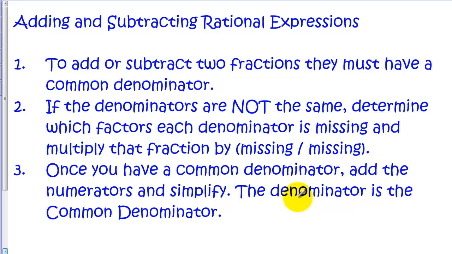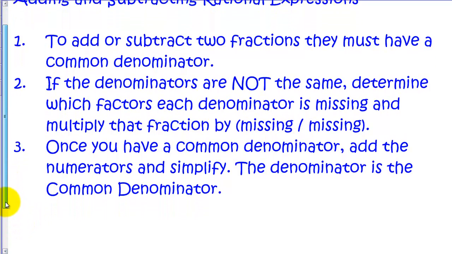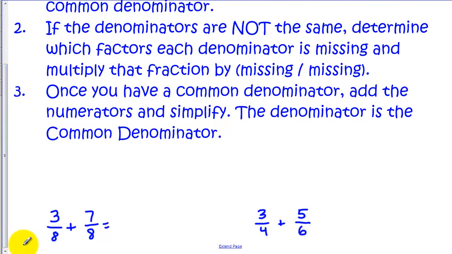If our denominators are not already the same, then we have to determine what a common denominator would be, ideally the least common denominator. We do that by finding out what factors each denominator is missing. We'll show this in a minute. And we have to add that. To add a missing factor, we have to multiply that particular fraction on both the top and the bottom by that missing factor. So let's go back to grade school and review with numbers before we get into our expressions.